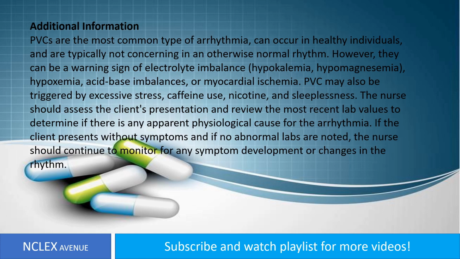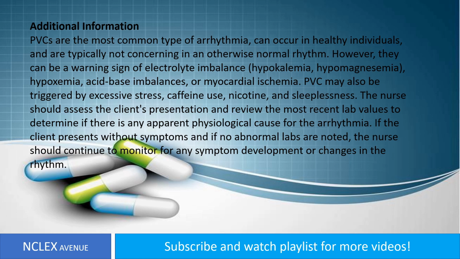Additional information. PVCs are the most common type of arrhythmia, can occur in healthy individuals, and are typically not concerning in an otherwise normal rhythm. However, they can be a warning sign of electrolyte imbalance, hypokalemia, hypomagnesemia, hypoxemia, acid-base imbalances, or myocardial ischemia. PVCs may also be triggered by excessive stress, caffeine use, nicotine, and sleeplessness.